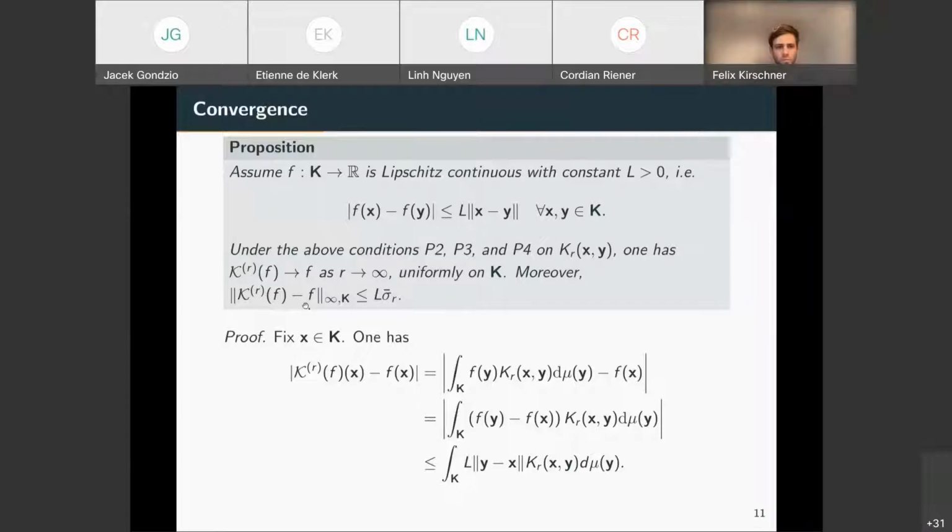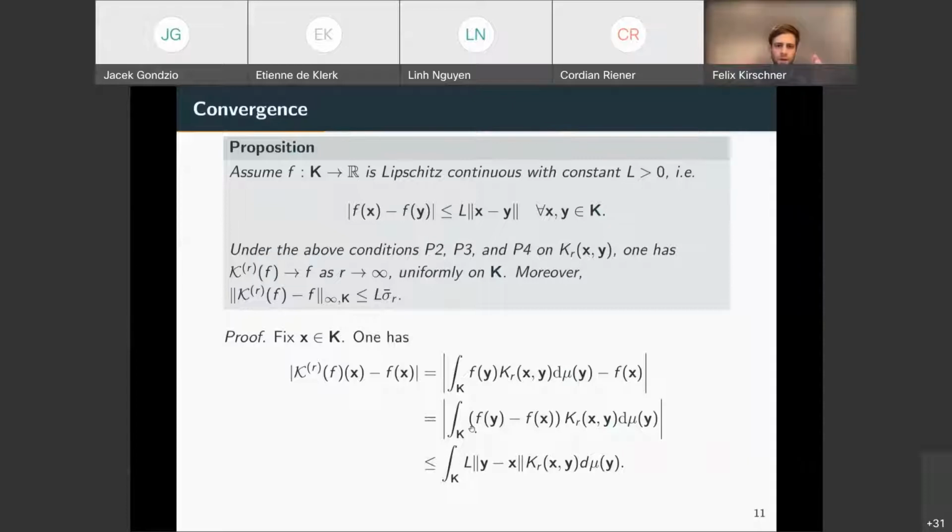The proof is quite short, actually. So we begin by the absolute value here. Note if we take the supremum over all x in K, these three relations still hold. For the first equality, we simply use the definition of K_r of f. Then, because of property 2, the integral over K of the kernel with respect to mu is 1, so we can multiply this term here by 1, and then pull in the function and reformulate it as such.